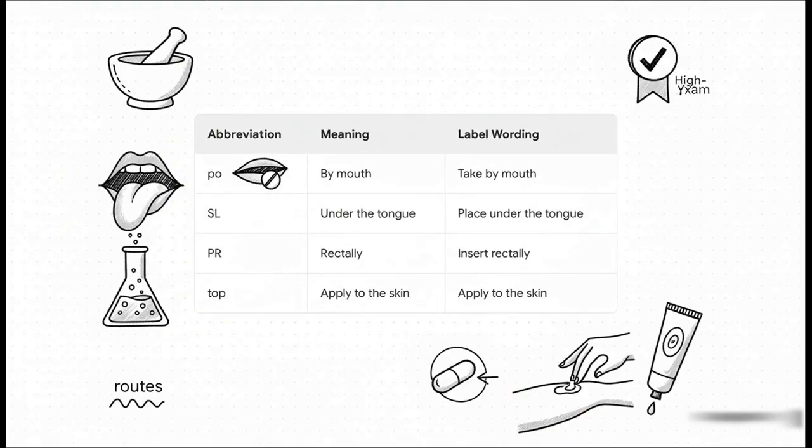First up, PO. You'll see this one all the time. It just means by mouth. Then we have SL, which is sublingual or under the tongue. PR stands for rectally. And top is for topical, for creams and ointments that you apply directly to the skin.